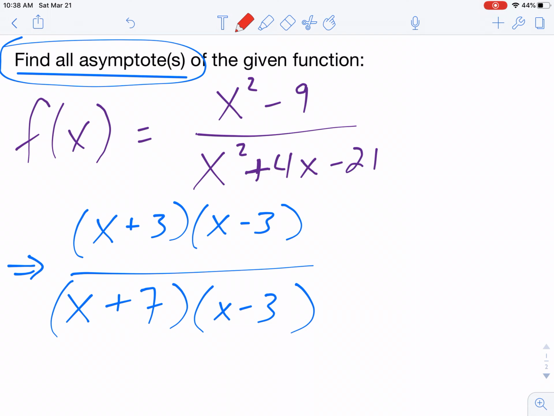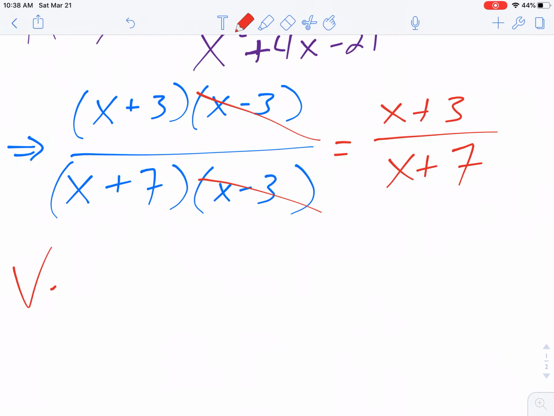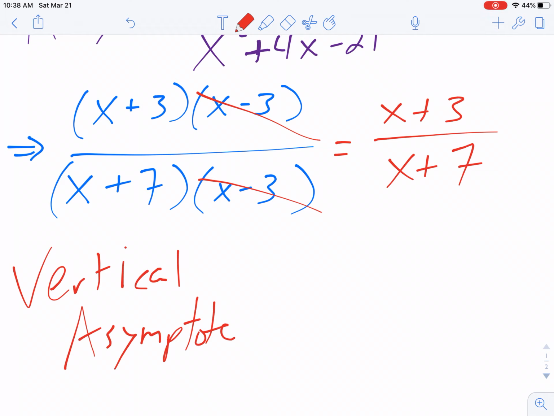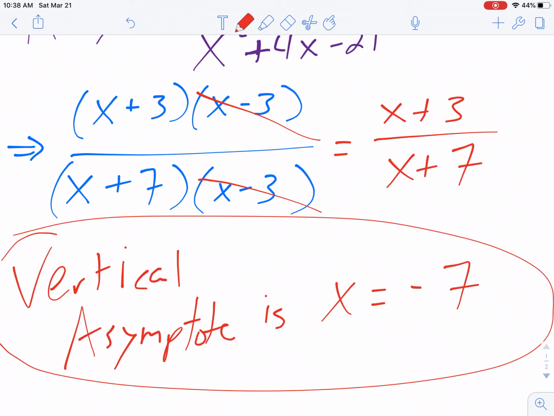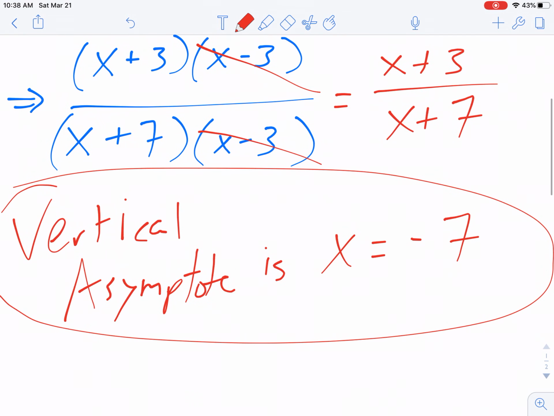After you factor, you reduce, if possible. In this one, we reduce it down to x plus 3 over x plus 7, which then allows us to write the vertical asymptote. The vertical asymptote is going to be x equals negative 7. And again, if your calculator helps you visualize it, go ahead and type it in. Just make sure you use parentheses around your numerator and denominator. So that's the vertical asymptote.